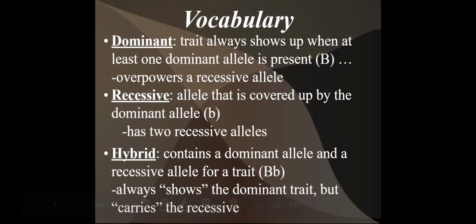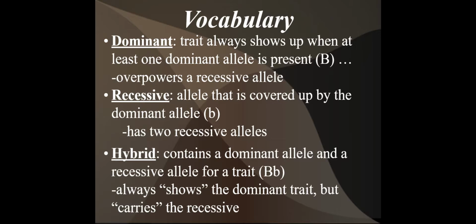We talked about dominant and recessive. Dominant is a trait that will always show up when at least one dominant allele is present. So you only need one dominant gene and it will overpower the other recessive genes. So think of dominant as the more powerful. It overpowers the weaker recessive. So you can have brown hair if one parent gave you a brown hair gene allele and the other parent could give you a blonde hair gene allele. But because brown is dominant, it will overpower the blonde and you'll have brown hair.